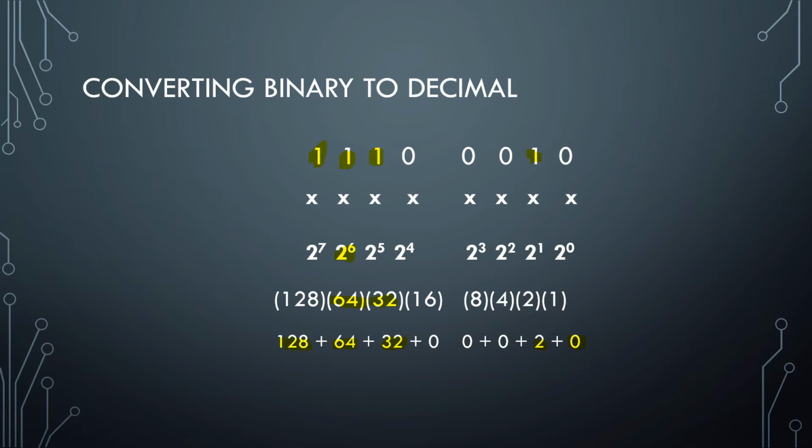So now we have the actual value of all these place values down here at the bottom. The only thing left to do is to add these up. And we end up with the decimal number of 226 for this binary number at the top. This is the decimal equivalent.